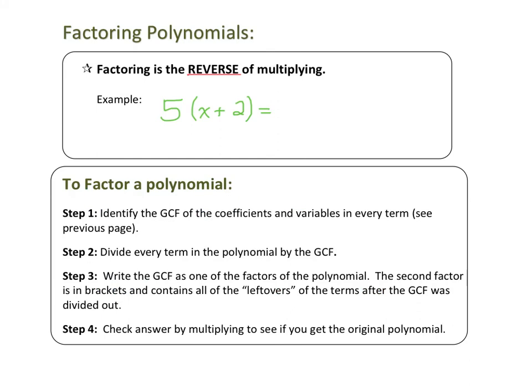Alright, so now we know how to find the greatest common factor in a polynomial. But how do we use that? When you're factoring polynomials, you are going to need to use the greatest common factor in order to bring it out of the polynomial.